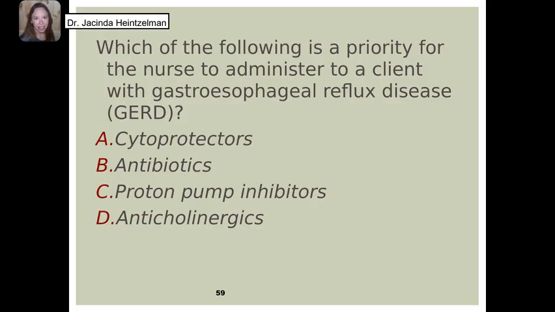Which of the following is a priority for the nurse to administer to a client with GERD, gastroesophageal reflux disease? Do we need to give antibiotics? Do we need to give anticholinergics? Well, the correct answer is going to be the proton pump inhibitors. Remember, these people are experiencing the acid refluxing back into their esophagus, so the proton pump inhibitors are going to decrease that gastric acid.